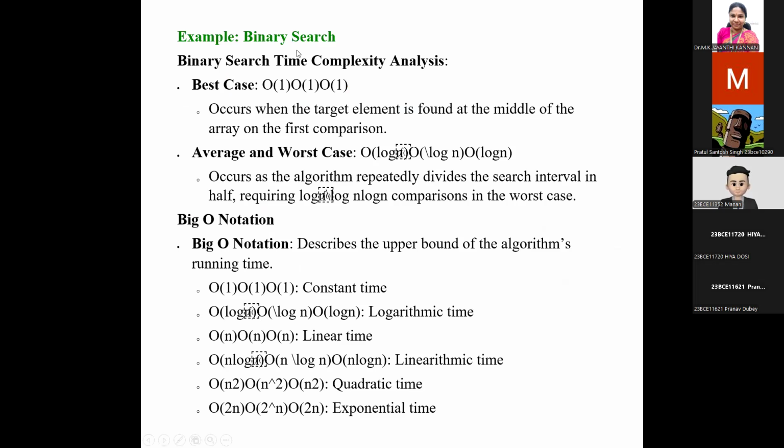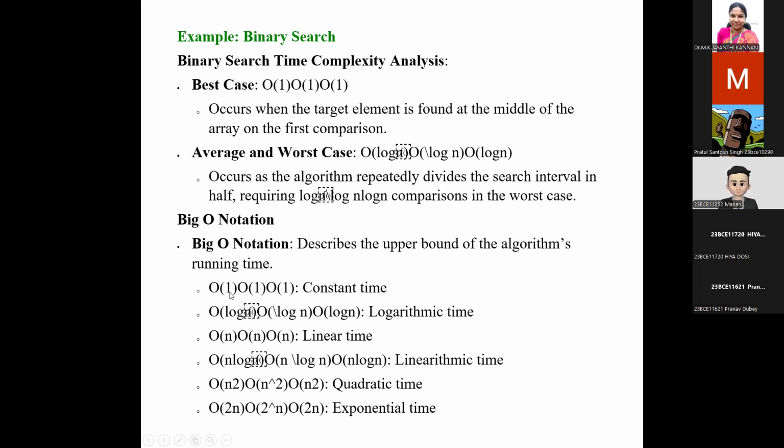In binary search also, we take the first half and second half, the same logic, and then proceed. The best case occurs when the target element is found in the middle of the array on the first comparison itself. In binary search, we divide the list into two halves, first half and second half. When the middle element matches the searching element, the answer is found in the first iteration itself. So that is the best case. The average case occurs as the algorithm repeatedly divides the search interval in half, requiring log n comparisons in the worst case.